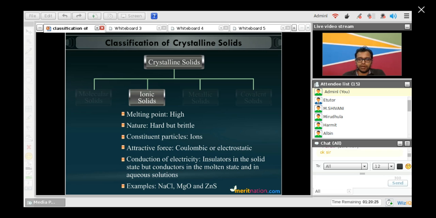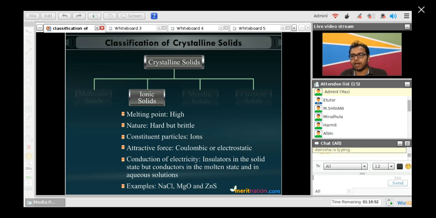Okay. Next point is conduction of electricity. So ionic solid is also an insulator. In this case, the ions are present inside the solid, but those ions are not mobile, right? They can't move from their position, so they are not the charge carrier in this case. That's why ionic solid is an insulator. So, conduction of electricity: insulators in solid state, but conductors in molten state and in aqueous state.